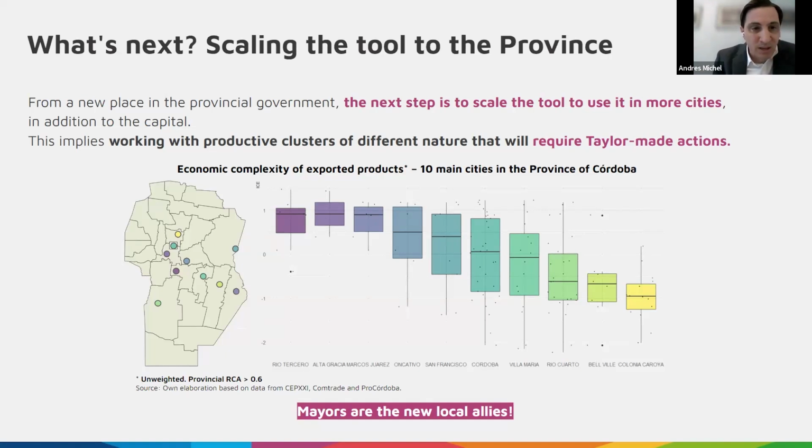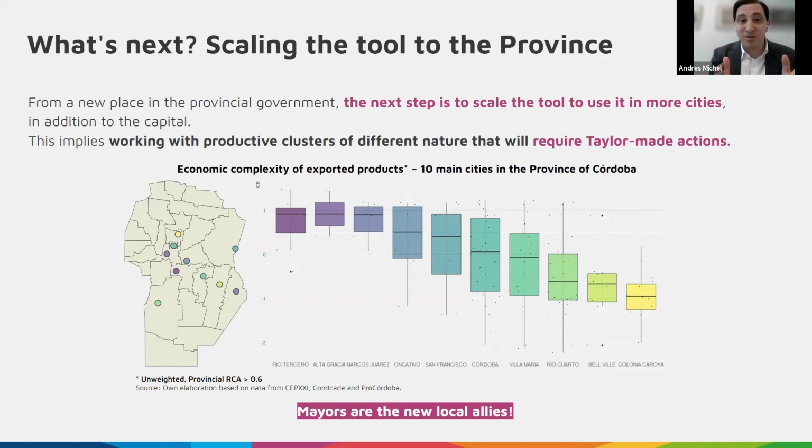I need to remark that the chart considers only products with RCA more than 0.6. Every dot represents a product, and you can see the dispersion between the cities and inside the city. So we need new allies to improve our diagnosis.